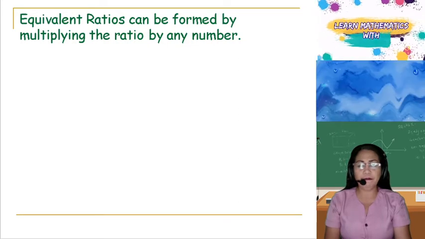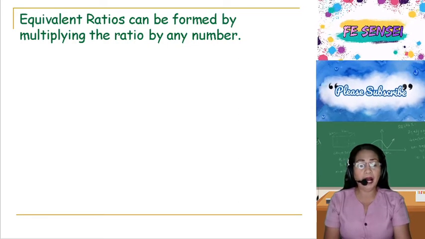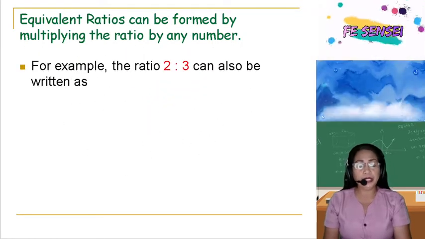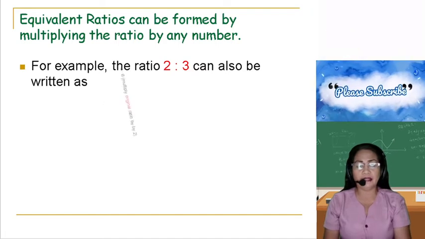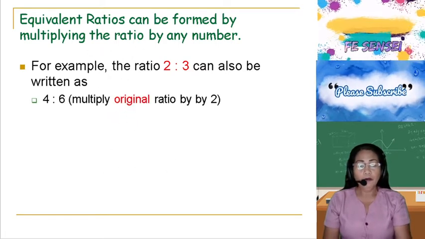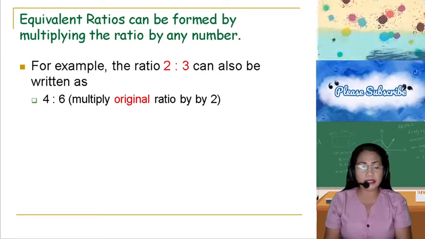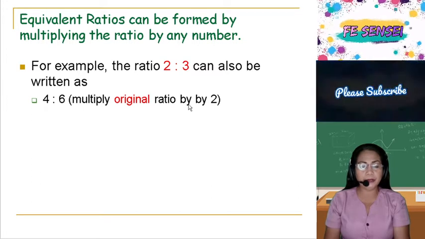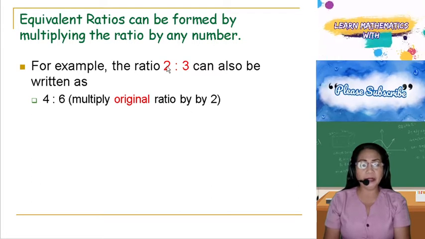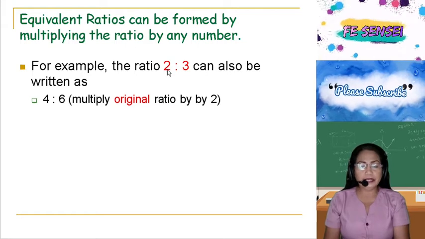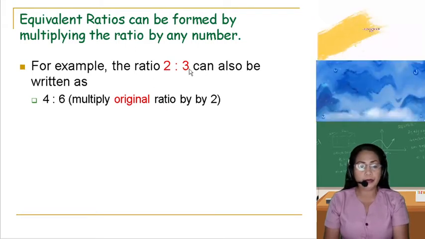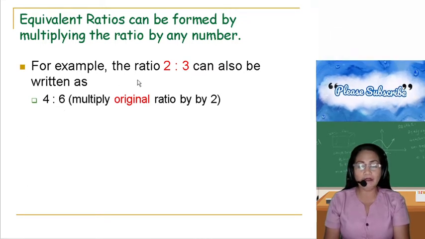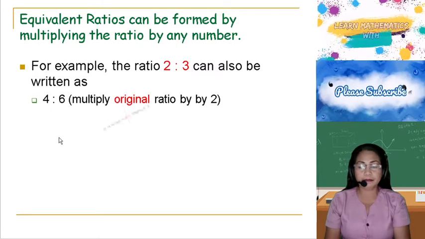Equivalent ratios can be formed by multiplying the ratio by any number. For example, the ratio 2:3 can also be written as 4:6. Why? Multiply the original ratio by 2. So, multiply the numerator and the denominator. 2 times 2 equals 4. 3 times 2 equals 6. So, 2:3 is equivalent with 4:6.